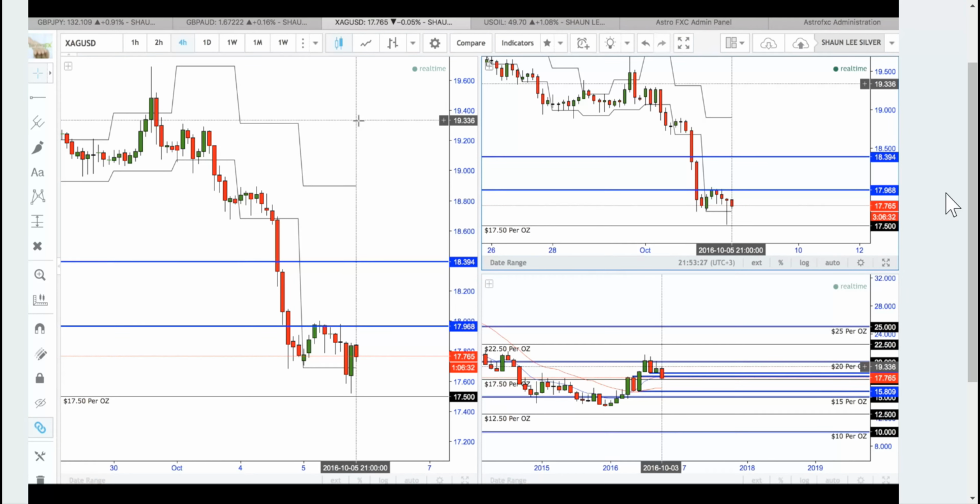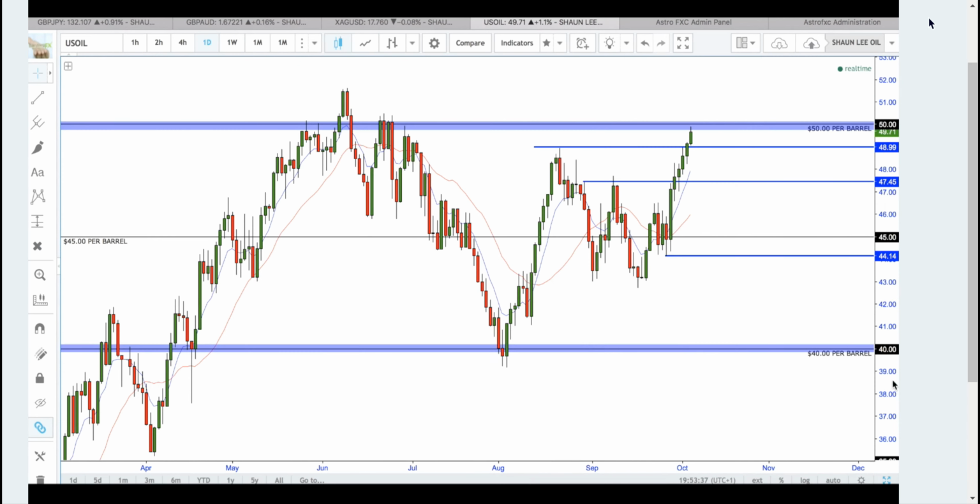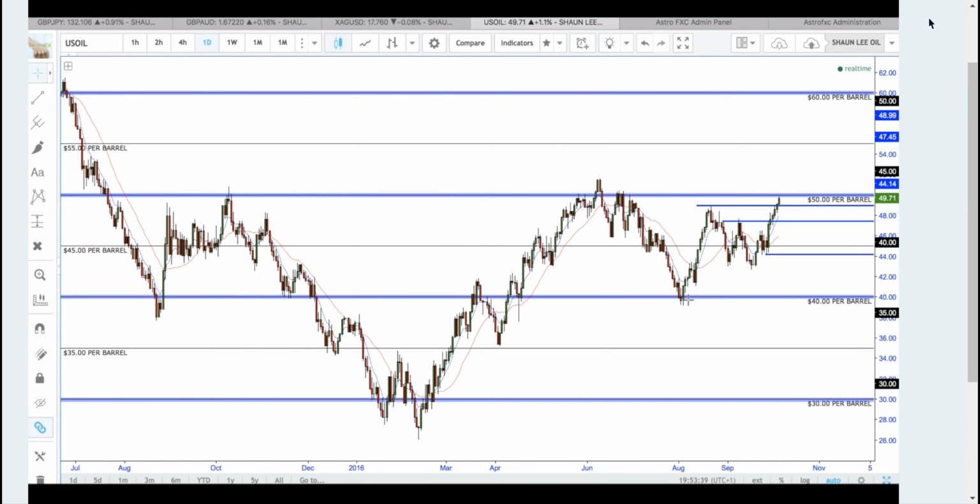And lastly, we have oil. So on oil, we'll start on the weekly time frame with oil. Oil moves like a rocket as well, so be careful on this. And generally, you need high margin to trade oil.